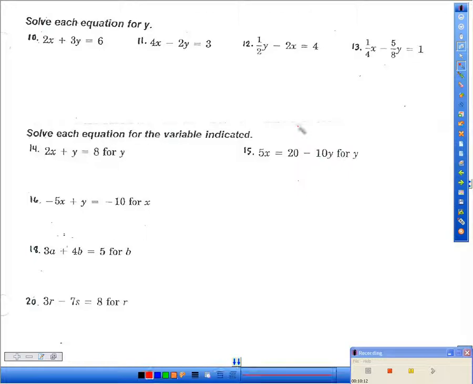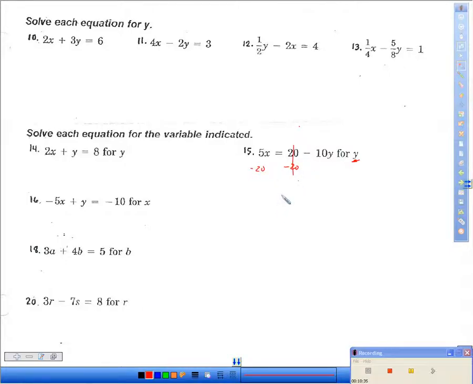On number 15 we have 5x equals 20 minus 10y, and it says we're solving it for y. Well, if I want to get y by itself, y has been multiplied by 10 and that has been subtracted from 20. So I want to get rid of the 20 first. So I'm going to subtract 20 to make that equal 0. Again, don't be tempted to add 20 since you see the minus sign. We want to get 20 to 0, so we need to subtract 20 from the left and the right.